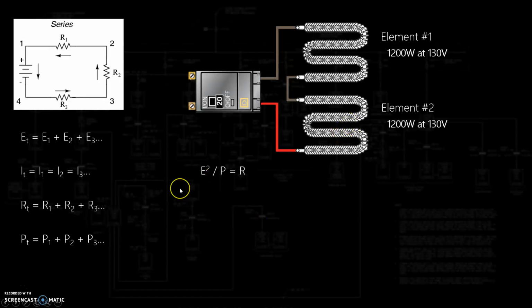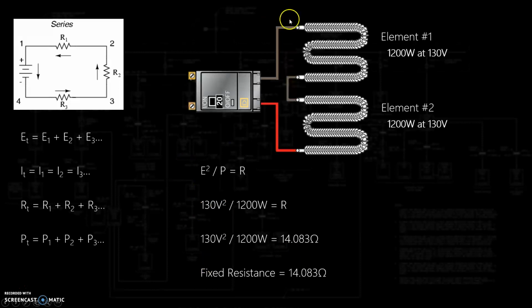So Ohm's law tells me E squared divided by P equals R. Specifically in this case, 130 volts squared divided by 1200 watts is going to equal R, which is 14.083 ohms. So the fixed resistance of either of these elements is 14.083 ohms. Okay, so we're going to table this 14.083 ohms over here with our rules. We'll need to bring that up a little bit later.